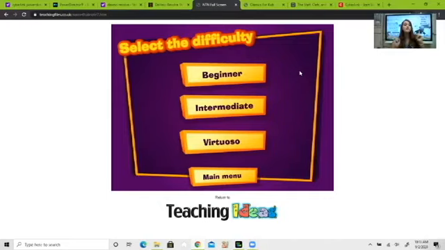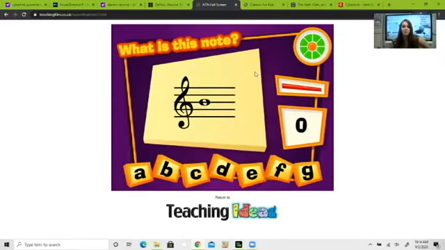Treble clef space is what? Face. Treble clef line, say it with me. Every good boy does fine. All right, here we go. All right, so we got line note, every good boy. That's right. Good job. All right, what's this one? So on the bottom line, E for every.